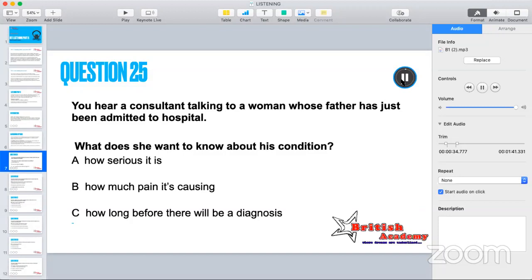Now look at question 25. Carefully listen, make notes. You hear a consultant talking to a woman whose father has just been admitted to hospital.